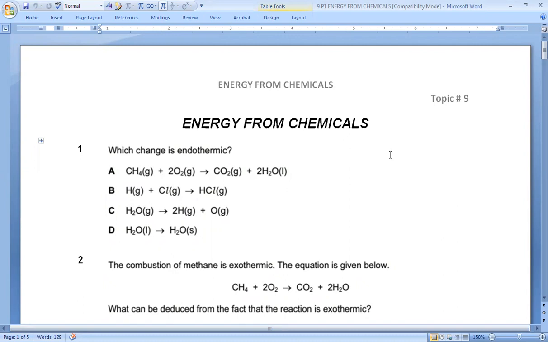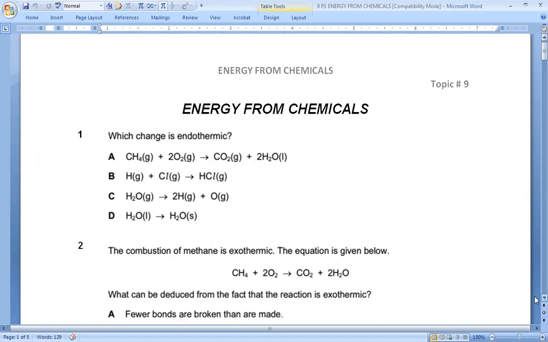Energy from chemicals means exothermic and endothermic. How is energy produced by a chemical change, or how does a chemical change occur in the presence of energy? These types of reactions are generally known as thermochemical reactions. So question number 1: which change is endothermic? How can we say which reaction is exothermic or endothermic?